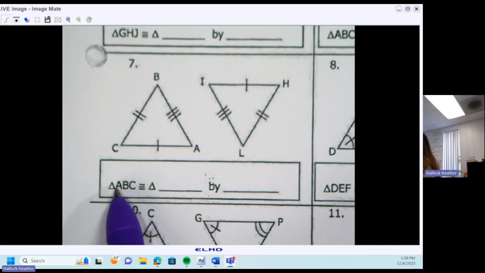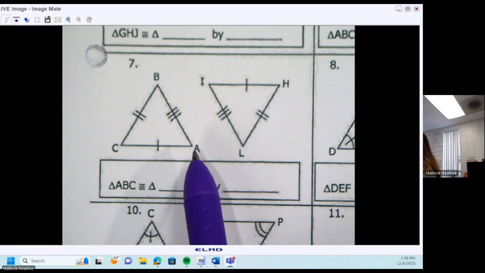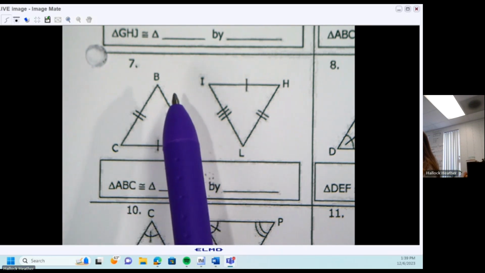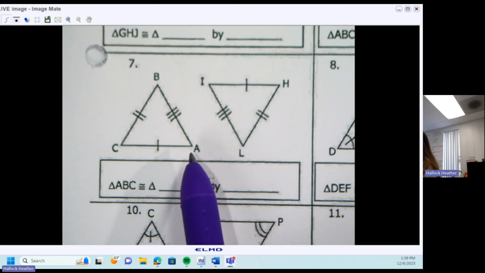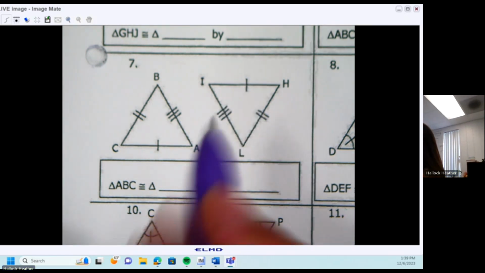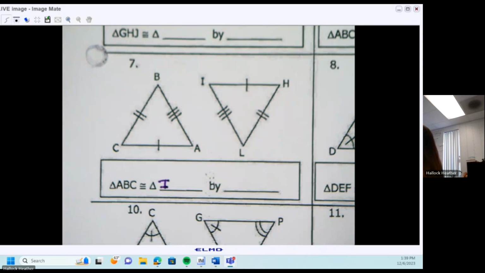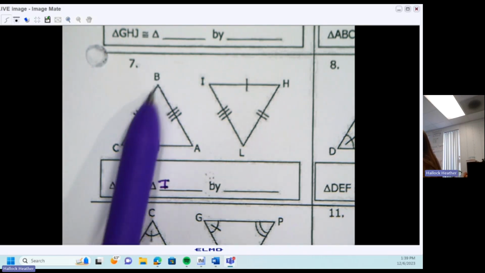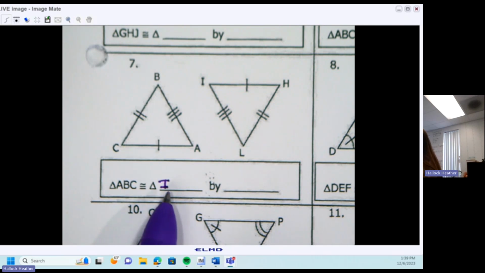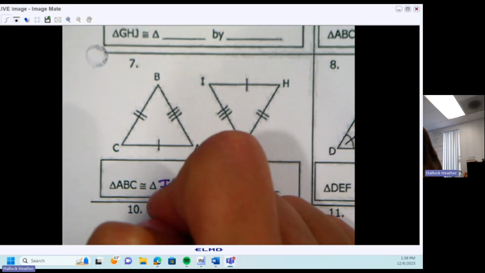So A is between the 1 tick and the 3 ticks. So what would A match with? I. I is between 3 ticks and 1 tick. B is between 2 and 3 ticks. IHL. No. ILH. Yes, it is. No. LH.